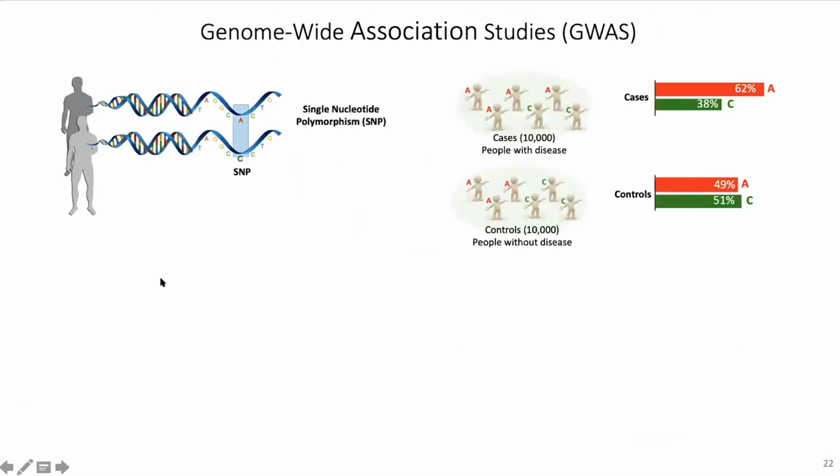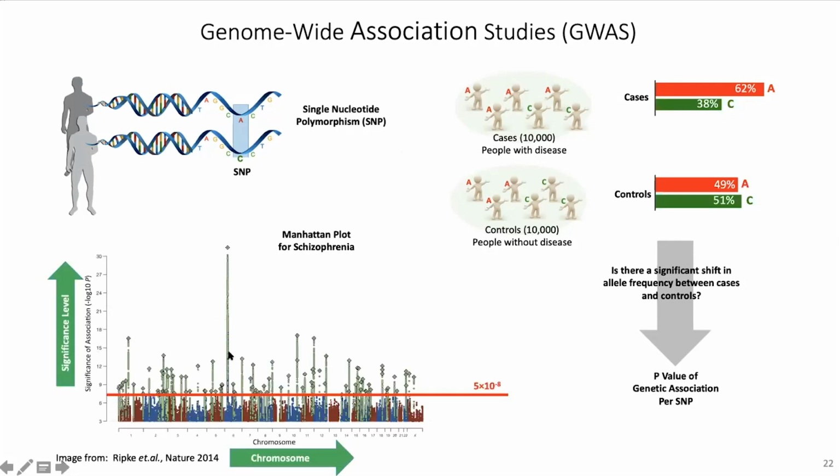In genome-wide association studies, people are divided into 2 groups: cases, that are people with disease, and controls, that are people without the disease. The allele frequency of each SNP is compared between cases and controls to see if there is a significant difference in the allele frequency between the 2 groups. So basically, for each SNP, you can get a p-value of a genetic association. And if you apply it to all the SNPs in the genome, then you may get a plot like this.